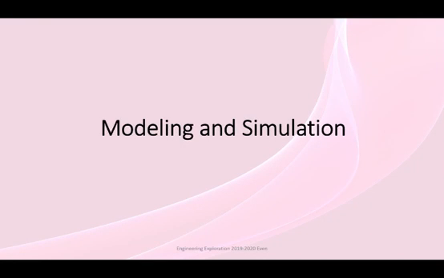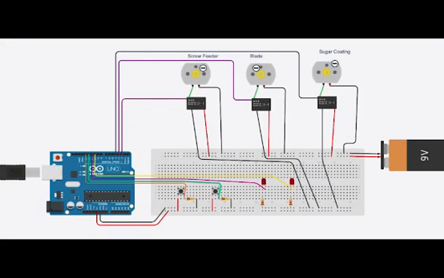Coming to modeling and simulation, as you all can see, the circuit is completed. We have one Arduino Uno, one breadboard, and three DC motors, out of which the first one is connected to the screw feeder, the second one is connected to the blade, and the third one is connected to the sugar coating. We have two push buttons, two LED bulbs, three relay modules, and a battery of 9 volts.